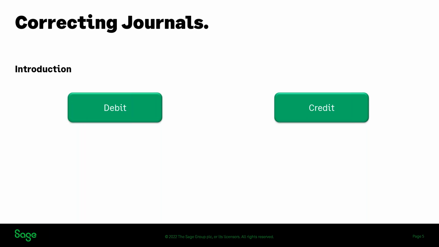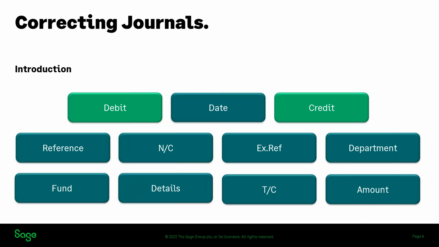Right, so let's get started with a little bit of background first of all. And I think when we talk about journals, probably the thing that springs to mind is the two main elements, posting your values, your debits and your credits. And quite commonly, people will get these the wrong way around when it comes to posting journals. But it's not just debits and credits that you're likely to get wrong. There's a whole host of options, such as the date, the reference, nominal codes, forgetting to maybe enter a department or posting it to the wrong department. If you've got charities enabled, you can actually post journals to funds as well.